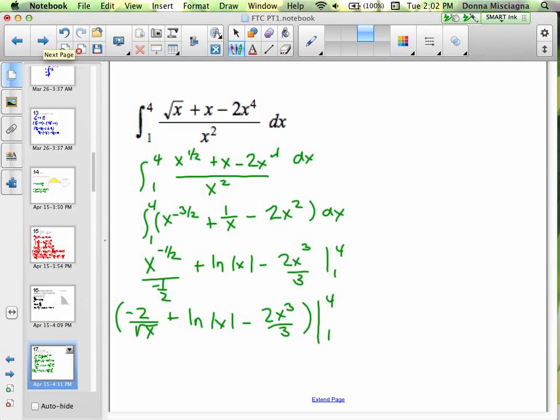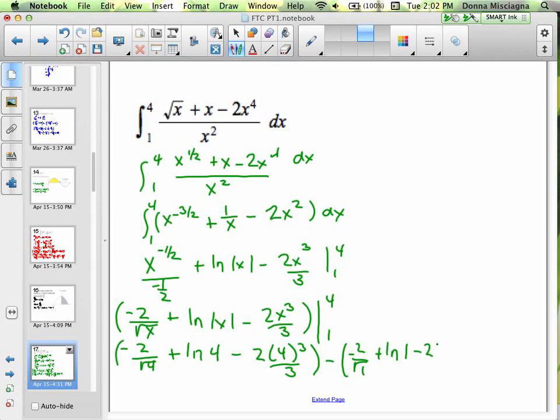So we have negative 2, in parentheses, negative 2 divided by the square root of 4 plus natural log of 4 minus 2 times 4 cubed divided by 3. Take all of that and now plug in the 1. Minus negative 2 divided by the square root of 1 plus natural log of 1 minus 2 times 1 cubed divided by 3.